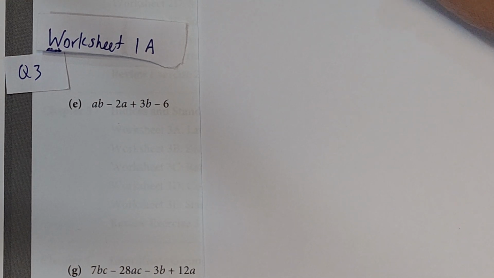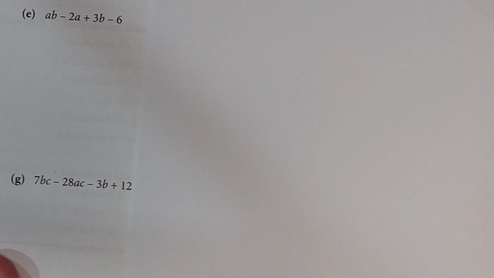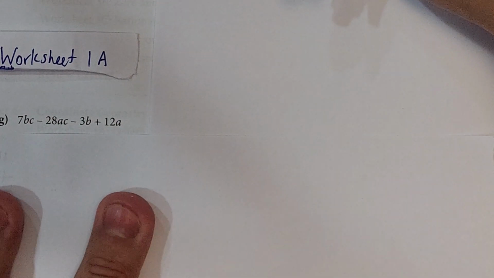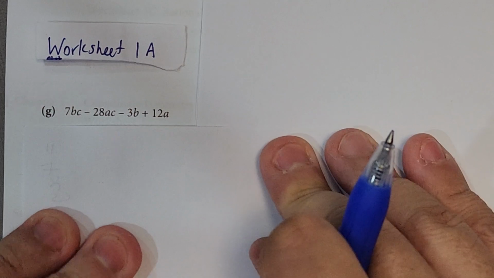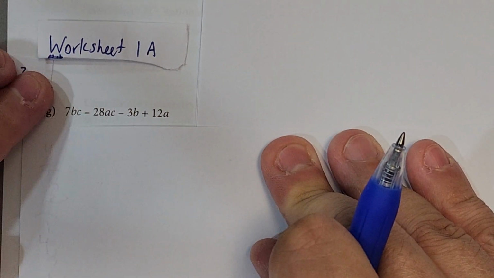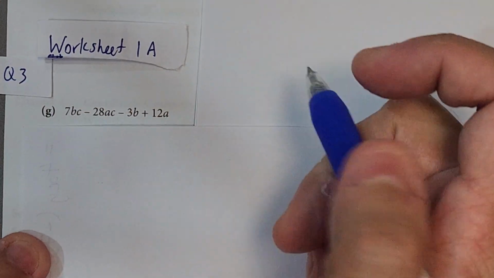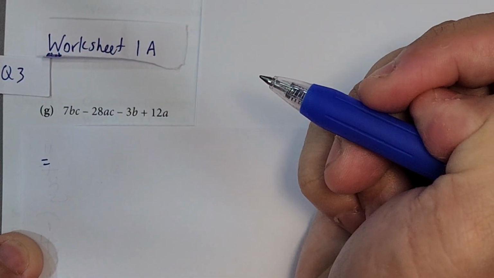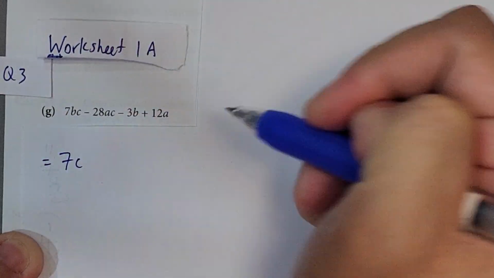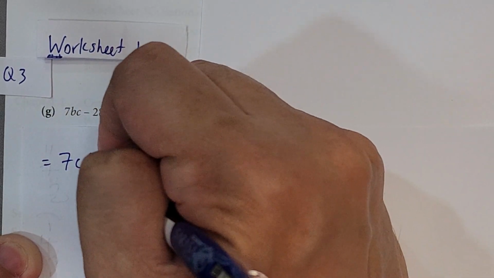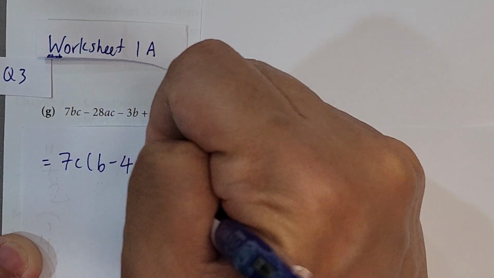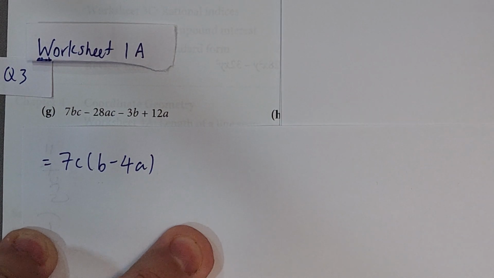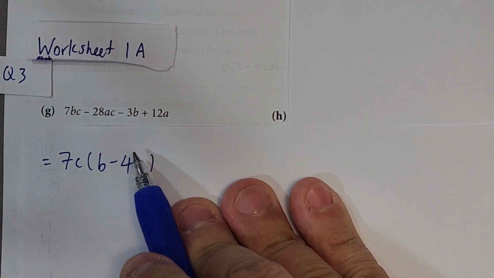Now if we move further down to the next question, question 3G. If I do the same, the first 2 terms I factorize. The common factor is 7C, so I'm left with B minus 4A.